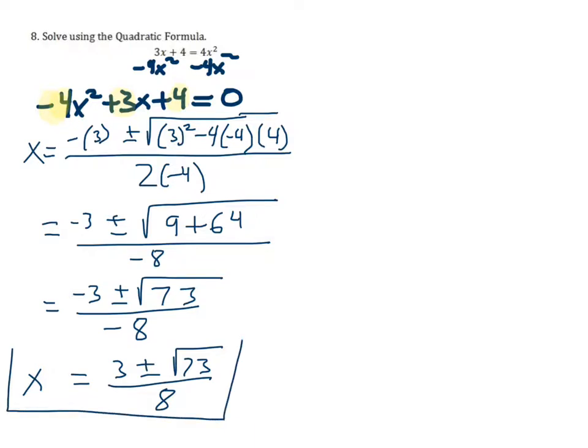There's our solutions. Remember, the plus or minus means we have two answers: 3 plus square root of 73 divided by 8, and 3 minus the square root of 73 divided by 8. Two answers.